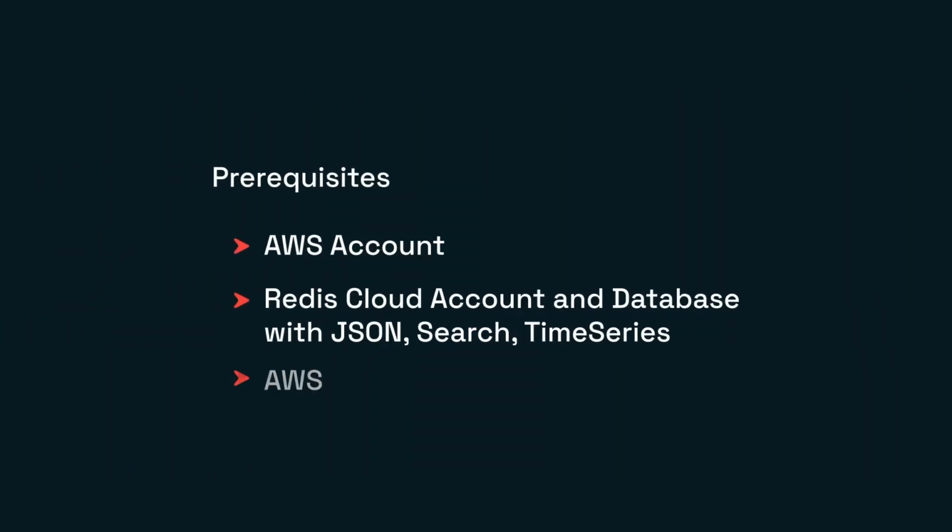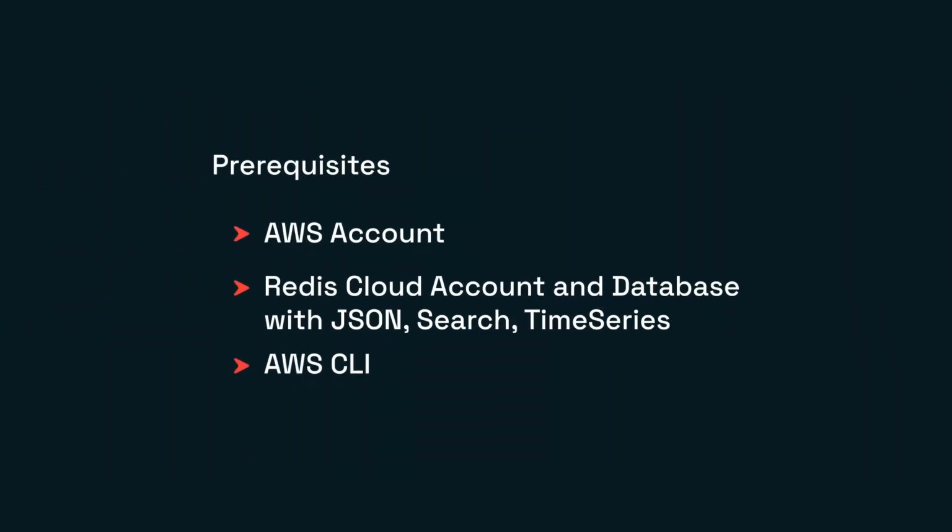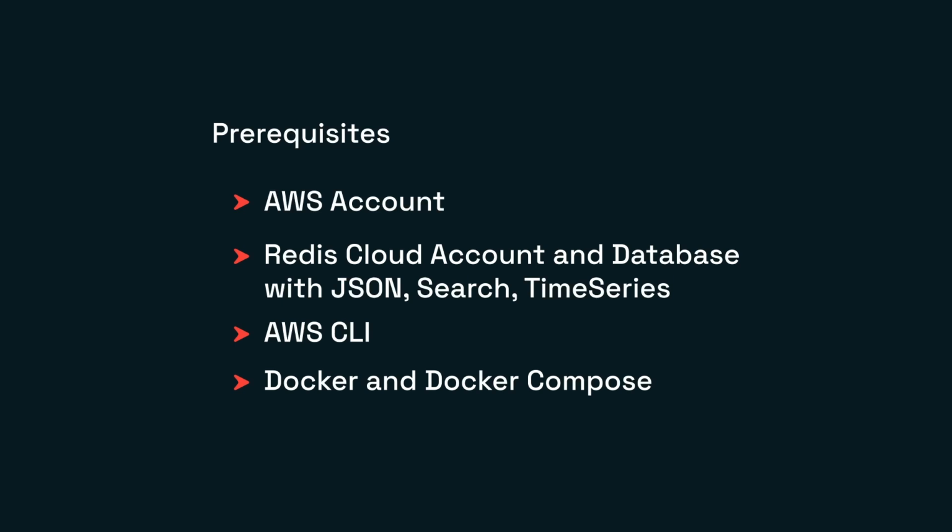You'll also need the AWS CLI setup. Lastly, Docker and Docker Compose should be installed to run containerized applications and AWS Lambda functions. All right, let's dive in.